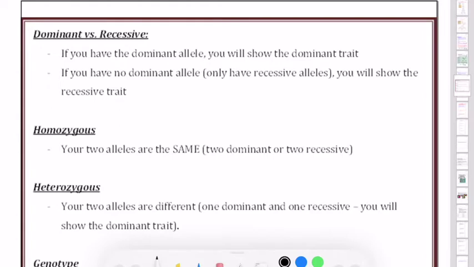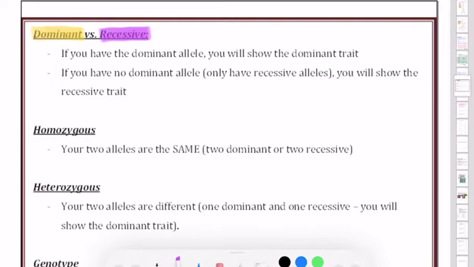Okay, here's some terms. These are pretty important. I'm surprised that they didn't talk about these yet. These are the terms that explain all of the different things about traits. I've already used the word dominant. So something is dominant. There we go. And then the word recessive. So something that's recessive is something that's not dominant.